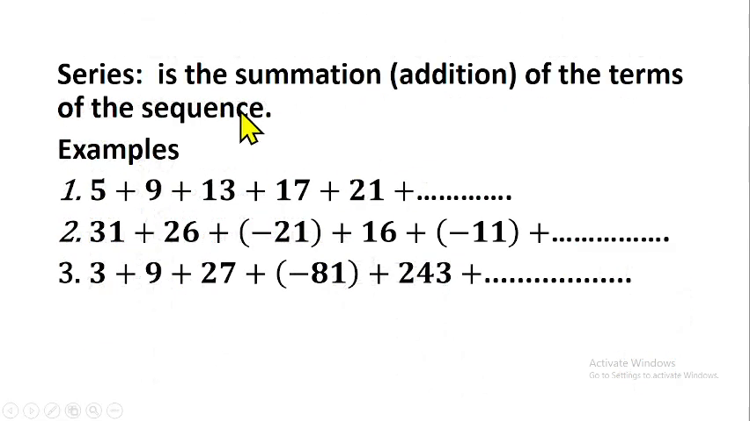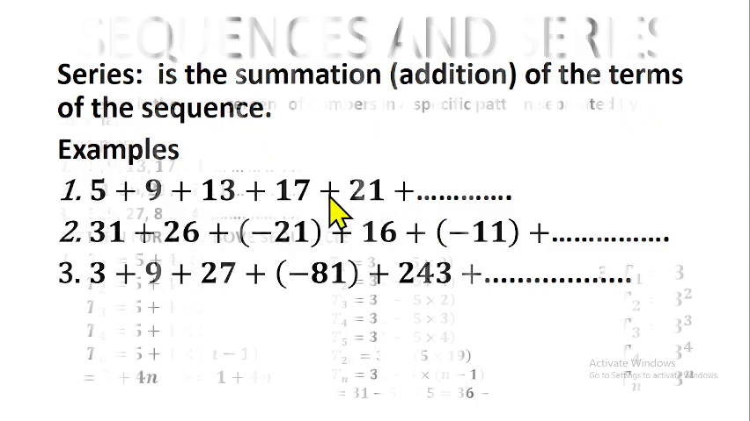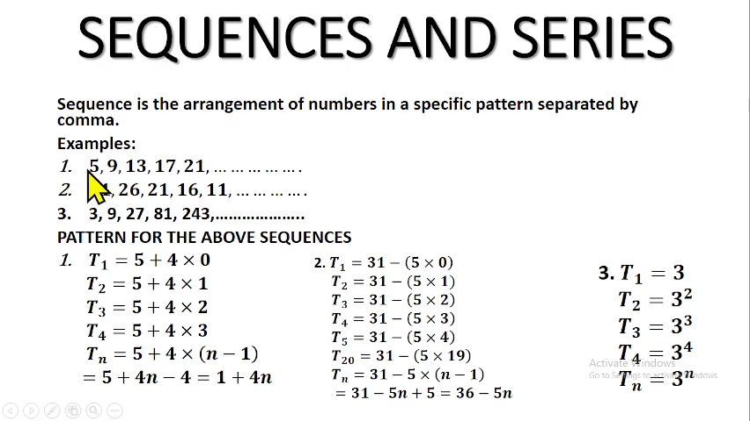Alright. Then if you understand what a sequence is, what is a series? A series is the summation, that is the addition, of the terms of the sequence. Like in the sequence, we separated these terms by comma.